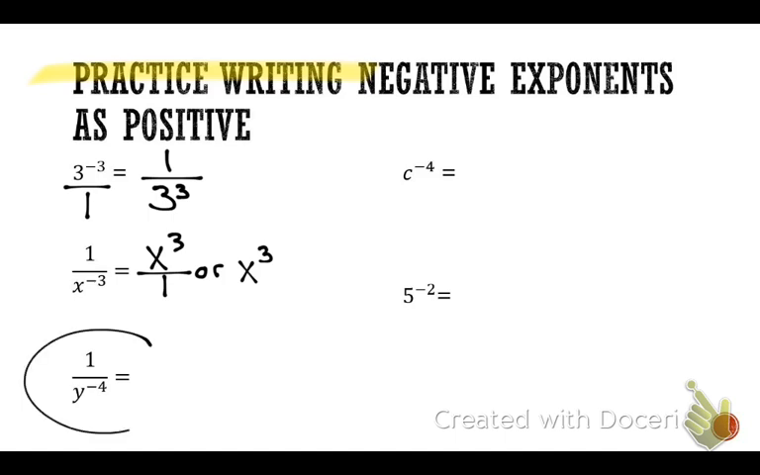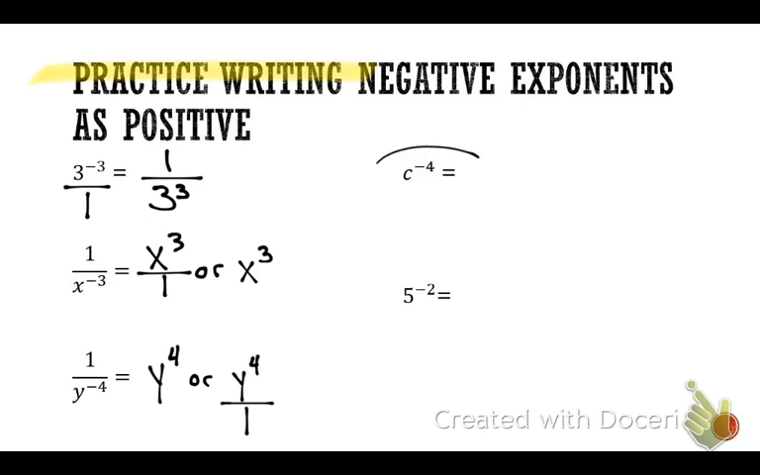I want you to try this bottom one on your own. All we're doing here is practicing writing the negative exponents as positive. We don't want negative exponents. We want them to be positive, so we can put them on the opposite side of the fraction. Yes, y to the fourth power, or you could have said y to the fourth power over 1. I didn't see too many people put it over 1, but either way would have been fine.